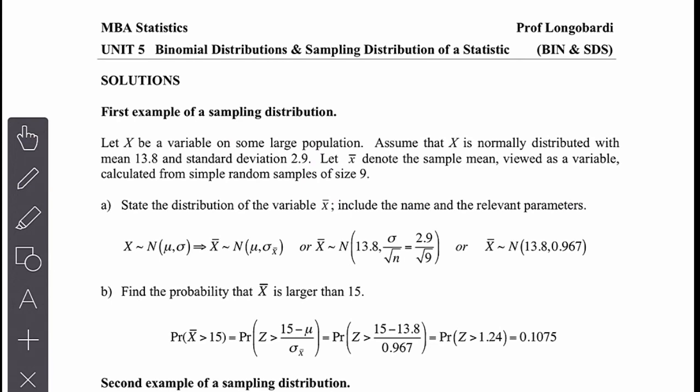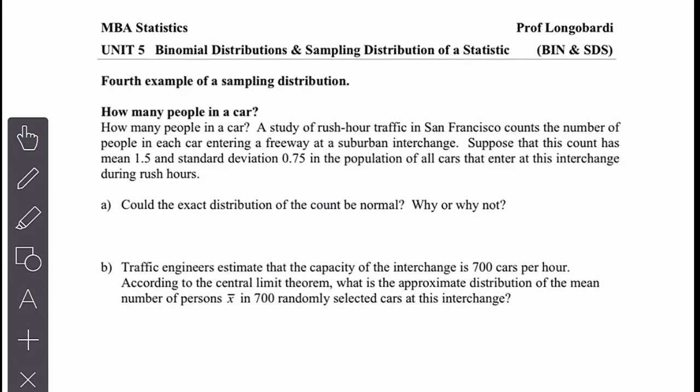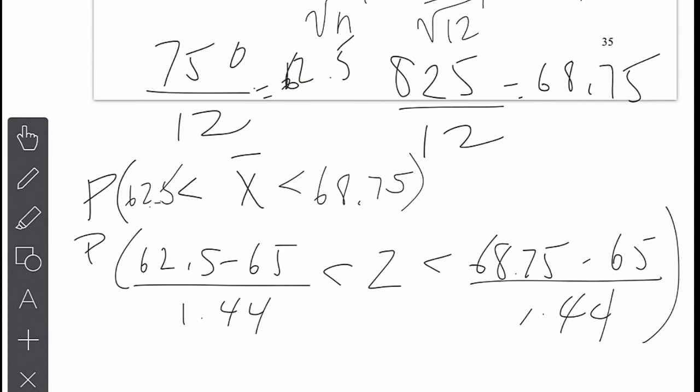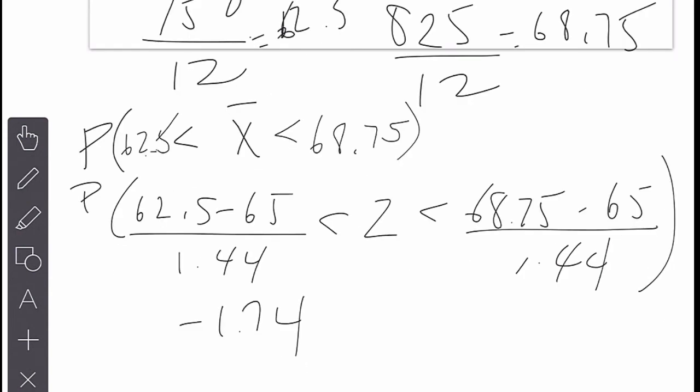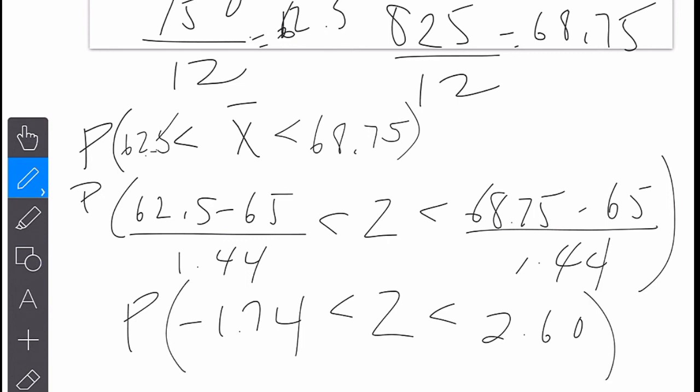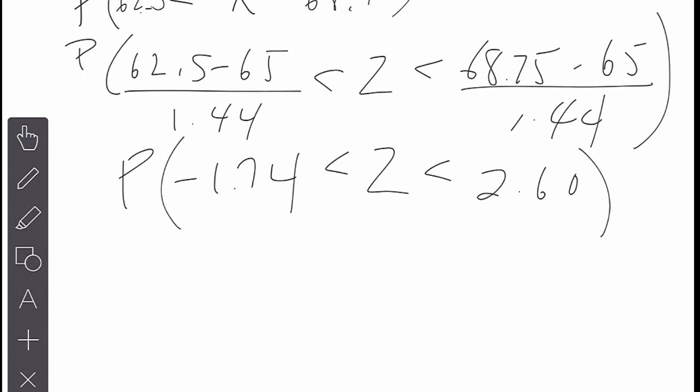So if we look at my answers, the answers are later, but I'll continue with solving. So this is negative 1.74. And this one is 2.60. So you have to then make a graph, use the normal distribution, and subtract bigger by smaller.